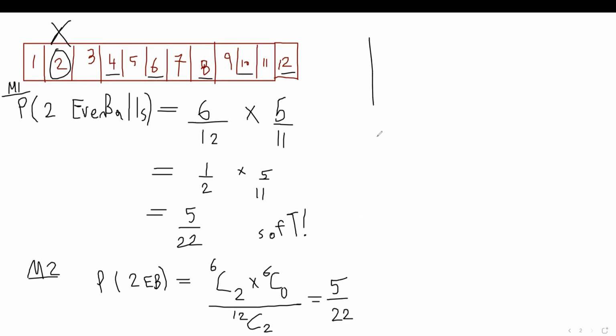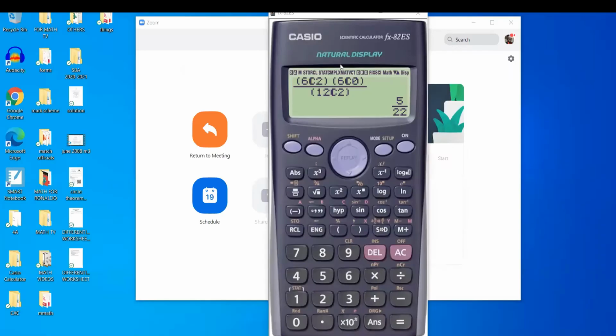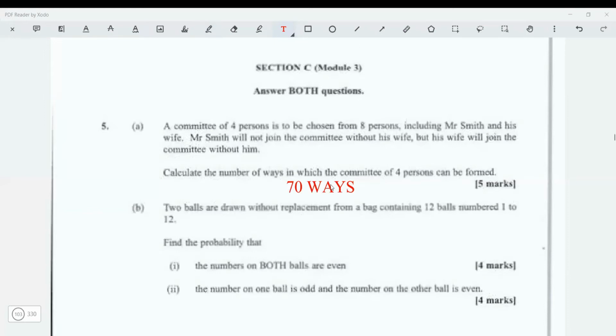Nice. All right, so that's method 1, that's method 2. 5 over 22 is this right here. So we can just put that in. This is 5 over 22, the probability both balls are even.